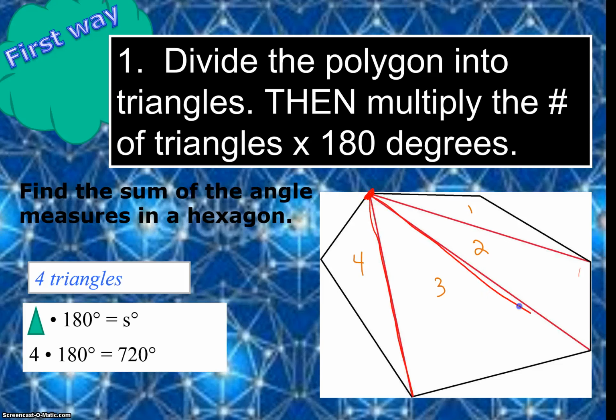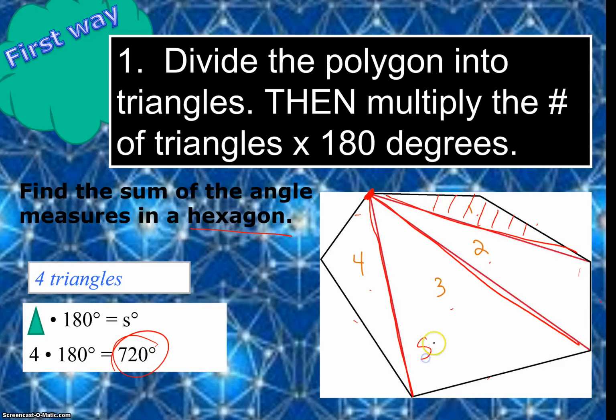That's 1 triangle, 2 triangles, 3 triangles, 4 triangles. Each triangle, we know from the triangle sum theorem, has a sum of 180 degrees. So I could take 4 times 180 to get S equals 720 degrees. So this 6-sided figure, a hexagon, has a sum of 720 degrees.